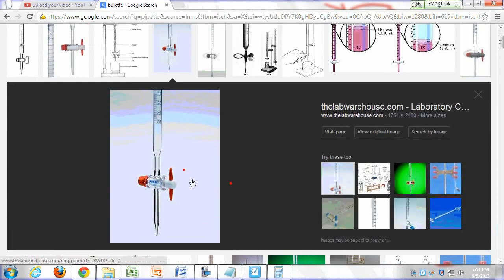This stopcock right here is on right now. If you turn this 90 degrees, it shuts off the liquid. The way this is set up, if you have a liquid in here and this is open, the liquid will flow out. You read the level of the liquid in the burette before and after you've dispensed your liquid. For example, if your liquid level starts out at 22 and ends up at 24, that means you've delivered 2 milliliters.